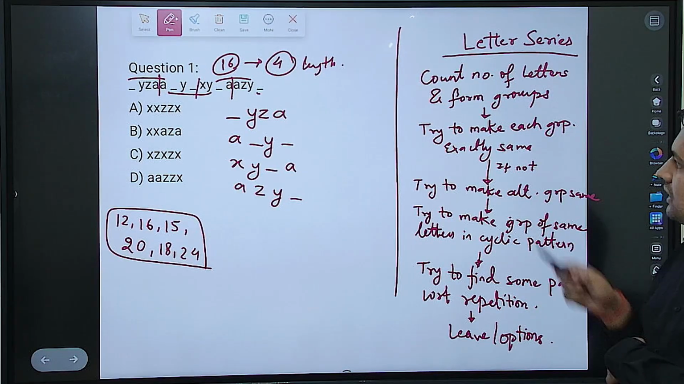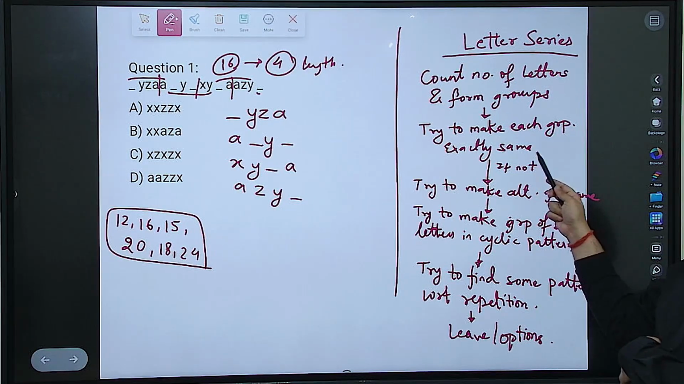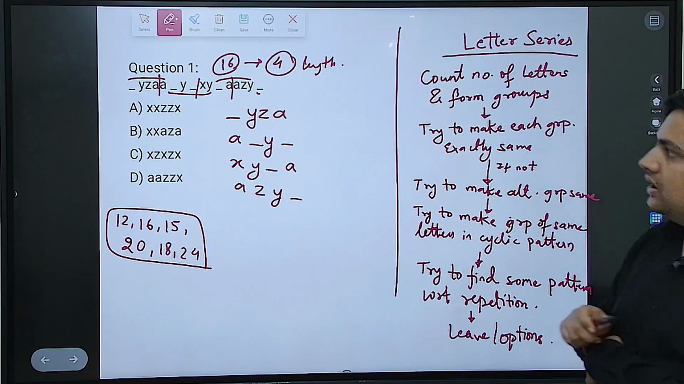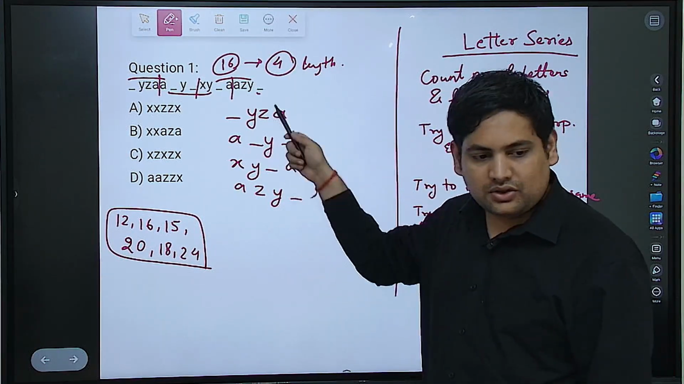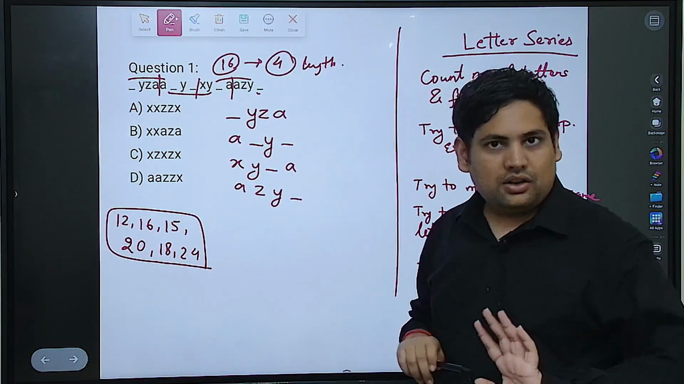Count the number of letters. After that, try to make each group exactly the same. So first thing, this will try. Can I make them exactly the same? No, because we have Z here and Y here, so they cannot be made exactly the same. So the first thing is cancelled.